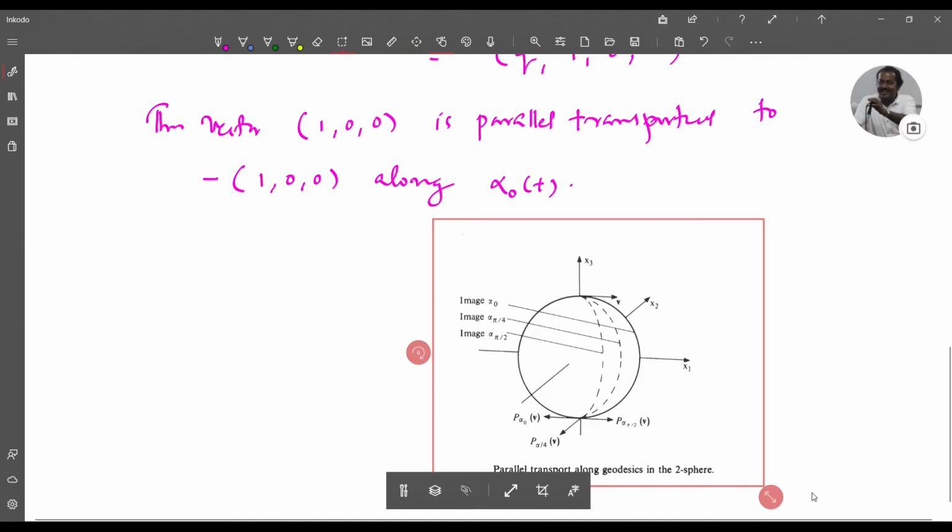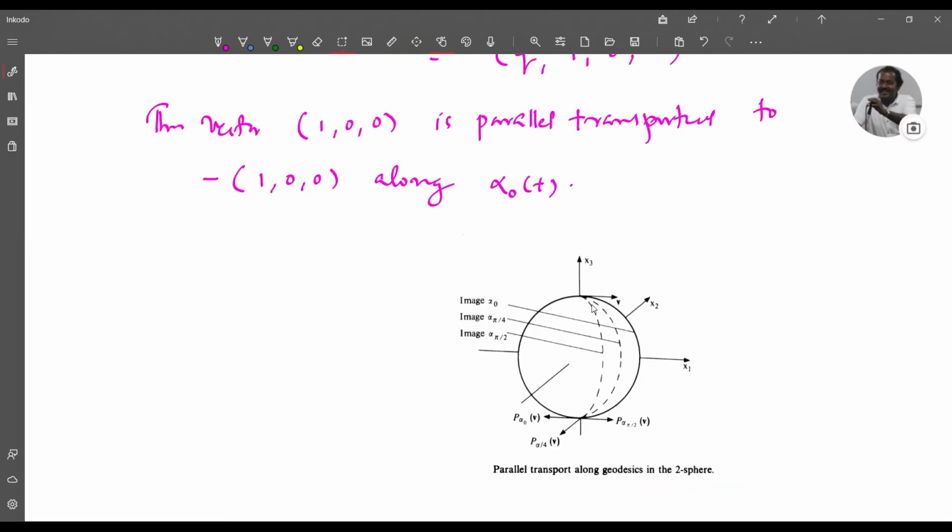So you can see that the vector V, that is (1, 0, 0), this is the vector. You know that the x1 axis is along this, the x2 axis is along this, and the x3 axis is along this. So the vector (1, 0, 0) is parallel transported along alpha 0. Alpha 0 is this curve, a part of the great circle, from this point to this point, the point Q. So this vector V, that is (1, 0, 0), is transported to (-1, 0, 0). So that is this vector.